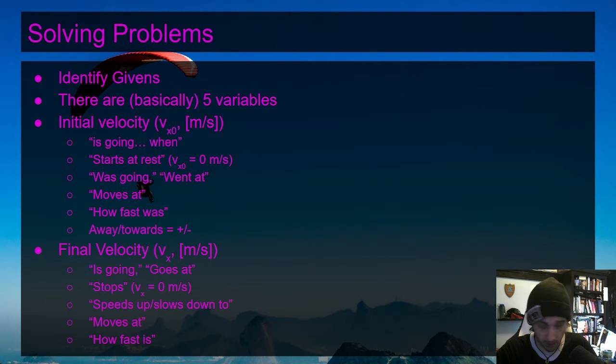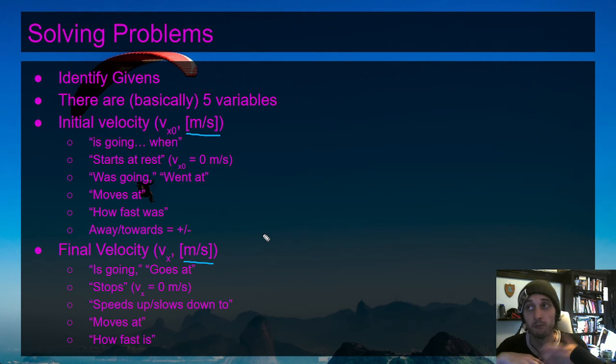So basically, there are 5 variables. Initial velocity is going to have units of meters per second. If you see meters per second, it's going to be either initial velocity or final velocity, and it's your job to figure out which. Probably. You do have to actually read the situation. It's possible they're giving you extra information that's unrelated.